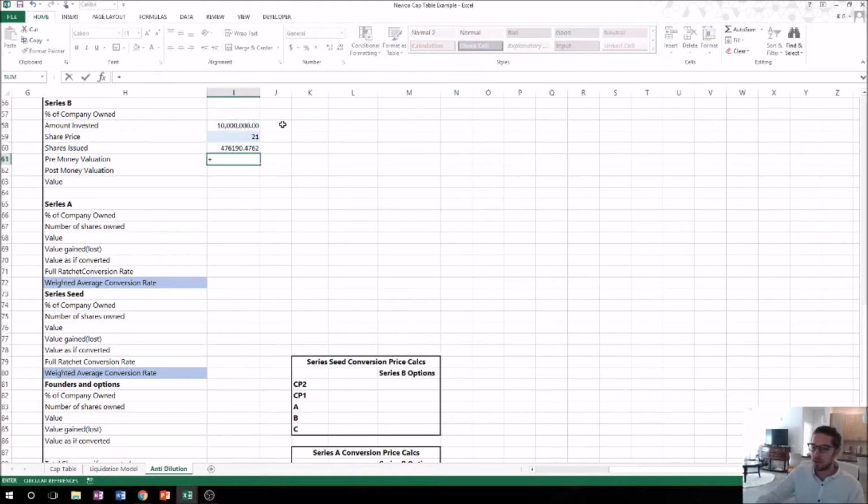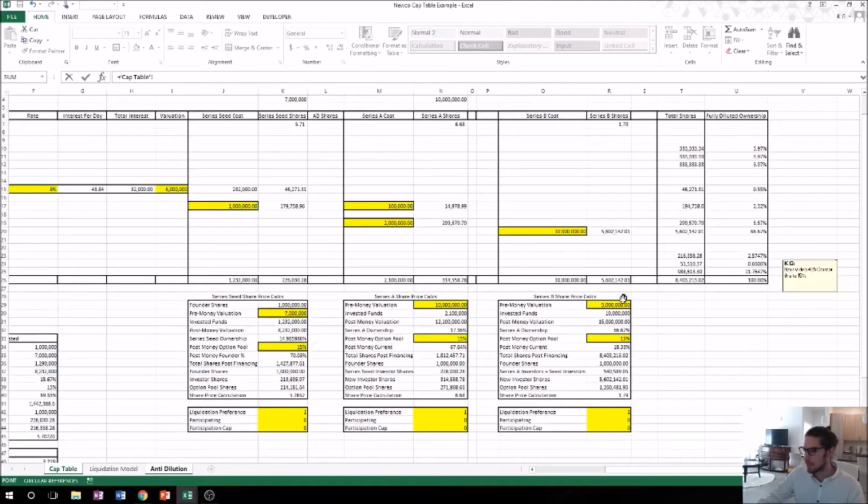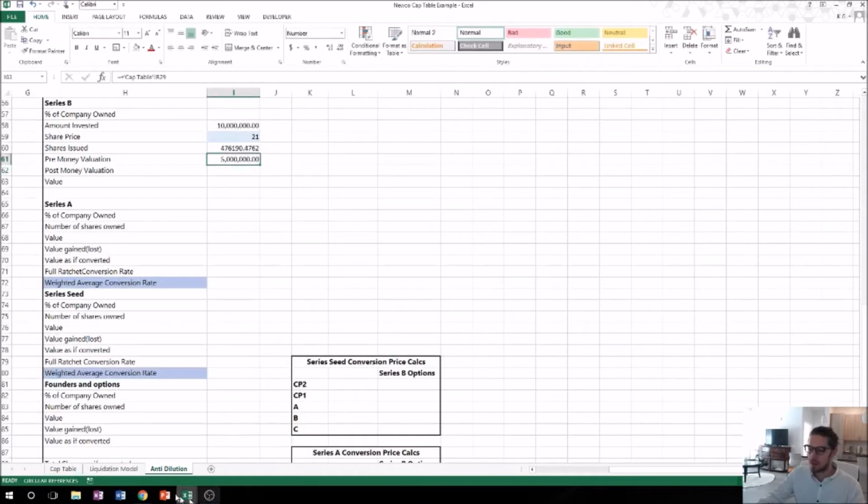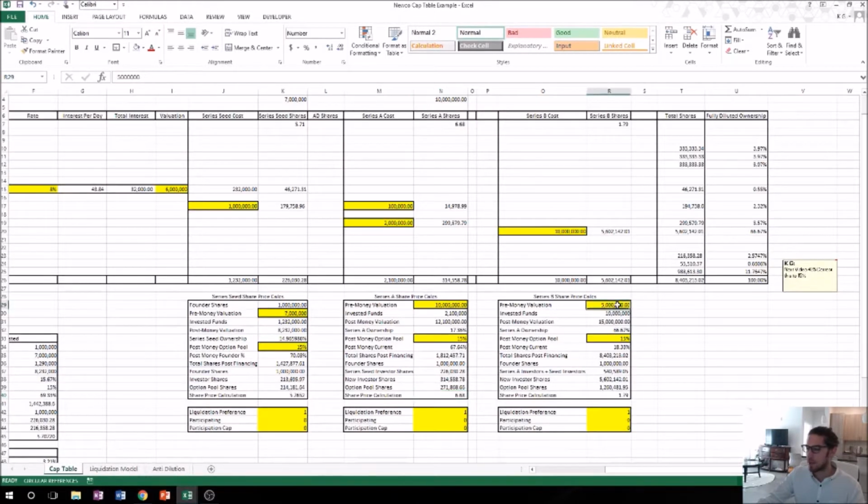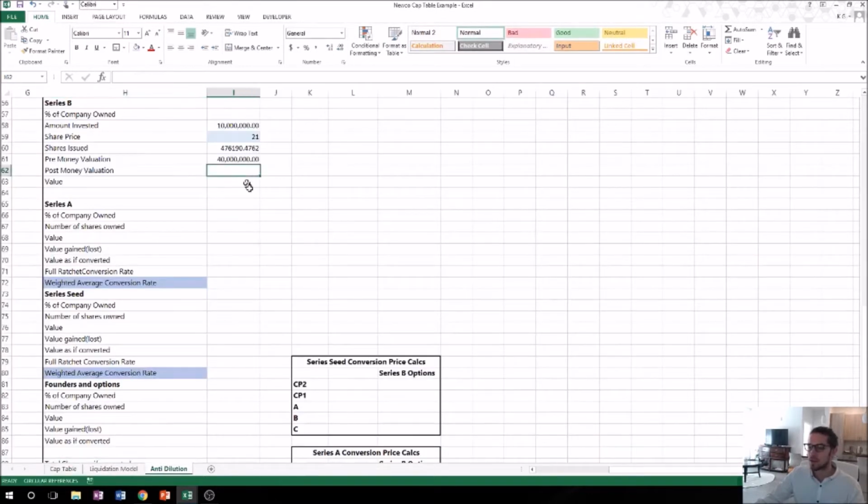And then pre-money valuation, that's from the cap table. And that is the cap table here, which I've been playing with, but we'll go back in and make it $40 million, just like we had, and keep moving on there. So post-money valuation, 40 million plus 10 million, and then value would be shares issued times share price. So those all look good. Let me format them, and we'll move on to the next thing.